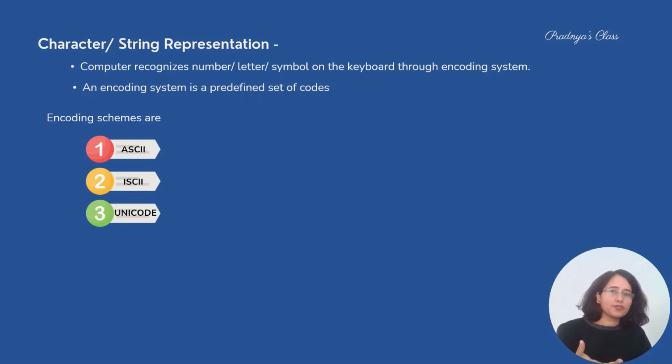Let's move on to the next topic, that is the encoding system. We saw how computer represent digits. Now it's turn to understand how the computer represent letters, symbols and special characters like punctuation marks, etc. For that we have different coding systems. The first one is ASCII coding system, then the second one is ISCII, and the third one is Unicode. Let me explain in short what all these encoding systems are.